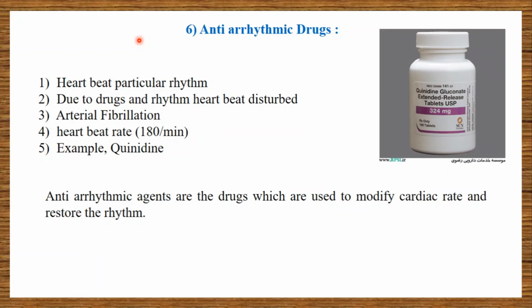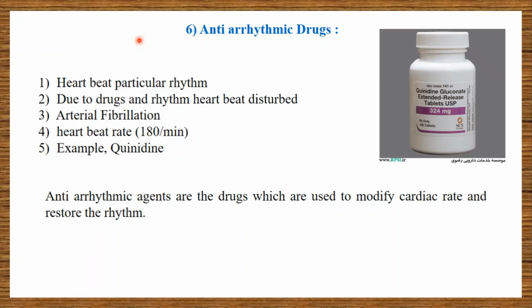However, due to some disease and the use of certain drugs, the heart rate may increase and the rhythm may be disturbed. The irregular heartbeat is called atrial fibrillation, with a very high heartbeat rate, that is 180 beats per minute. Due to the disturbed rhythm, it may cause vascular collapse or pulmonary congestion.